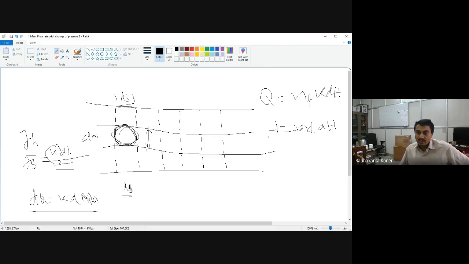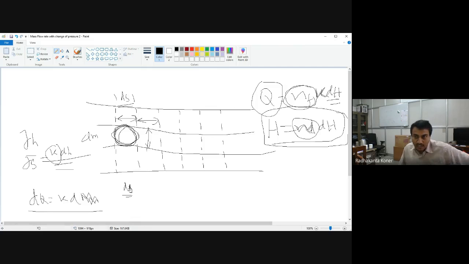Because the total head difference is the number of head drops, ND, times the individual head difference. ND is the number of drops. So the total head is H, and this is the number of flow lines NF, and KDH is the flow. So total number of flow channels is there. Multiply this, so the total flow is this. In that way, we can calculate the flow in a homogeneous and isotropic medium.